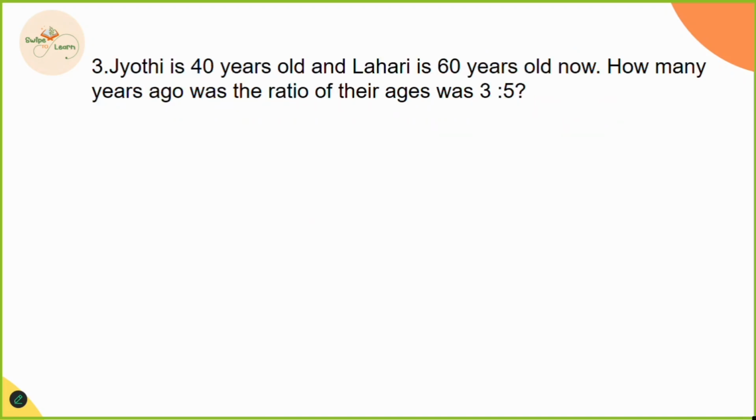Moving next. Jyoti is 40 years old and Lahari is 60 years old now. How many years ago was their ratio 3 is to 5? Okay, now they didn't give ratios. They directly gave their ages, 40 years and 60 years. And they are asking us how many years ago their ratio was 3 is to 5. So similar to the previous question, it's simply subtracting. There we just added 2 years. Here we need to subtract.